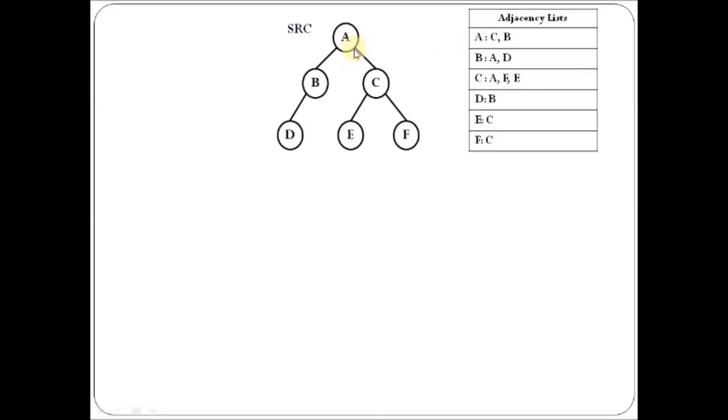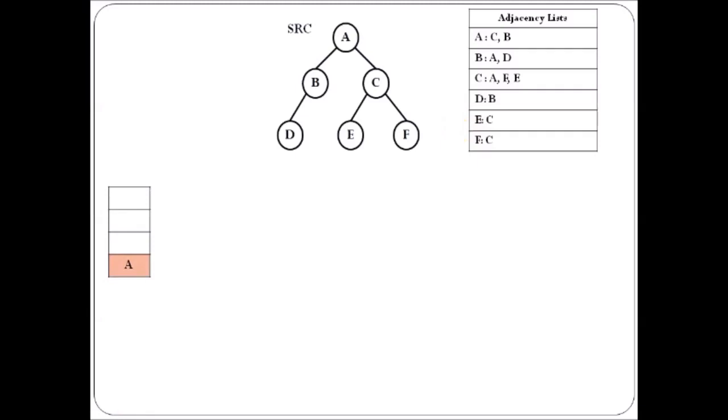Here, node B and node C are directly connected to node A. That's why for node A, the adjacent nodes are node C and node B. Same for node B: node B is directly connected to node A and node D. For node C, there are three nodes directly connected, that is node A, node E and node F. That's why I have mentioned here the adjacent nodes of node C are A, F and E. In a similar way, we have calculated the adjacency list for the remaining nodes present in the graph. Now, let's apply the DFS algorithm.